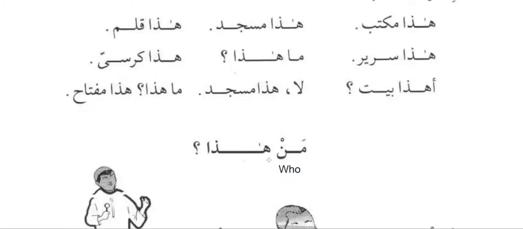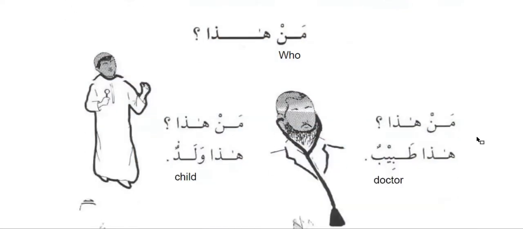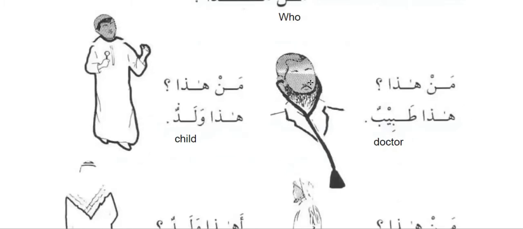من هذا? Who is this? Man means who. And if we were pointing to this picture here, من هذا, the answer would be هذا طبيب. طبيب. This is a doctor.